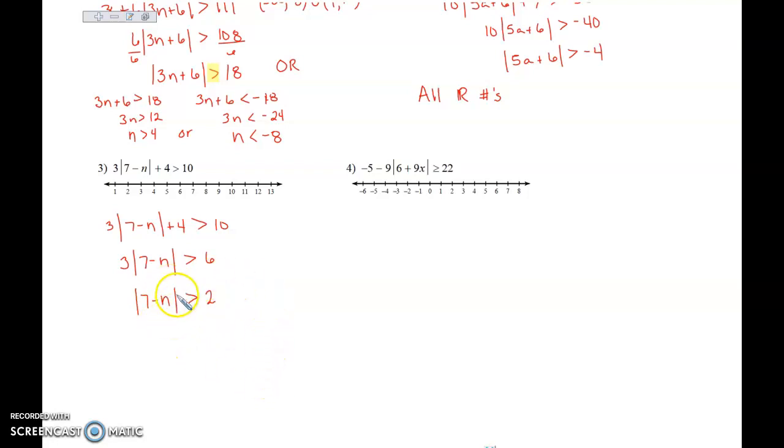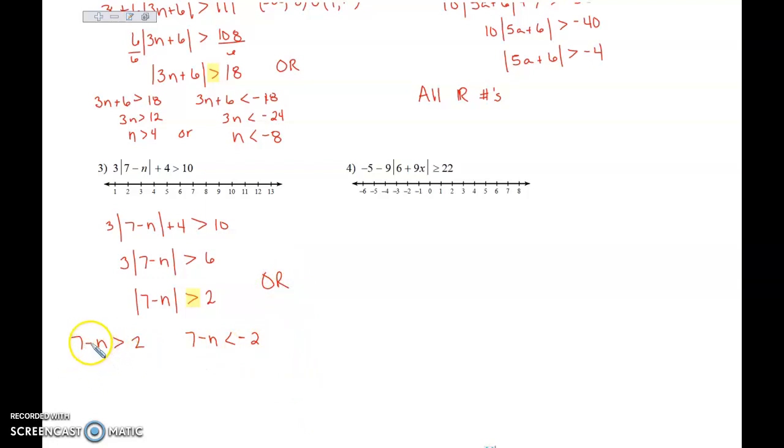Now, with this one, you can't tell. This is positive, so you are going to apply the 2 rules. So you're going to keep it the same. So 7 minus n is greater than 2. And then you're going to switch the sign and switch the numbers. So 7 minus n is less than negative 2. Now, with this symbol, this should be an or again. So we're going to see if that comes into play. So they should go in opposite directions.